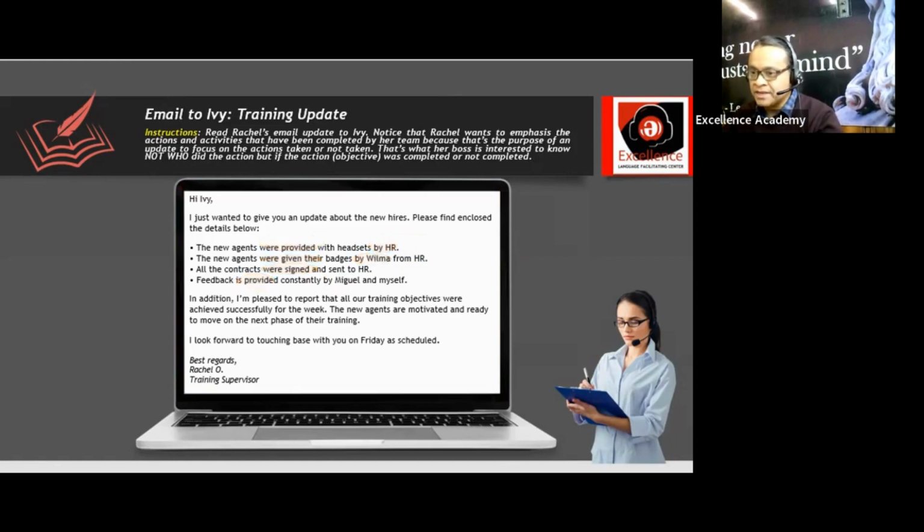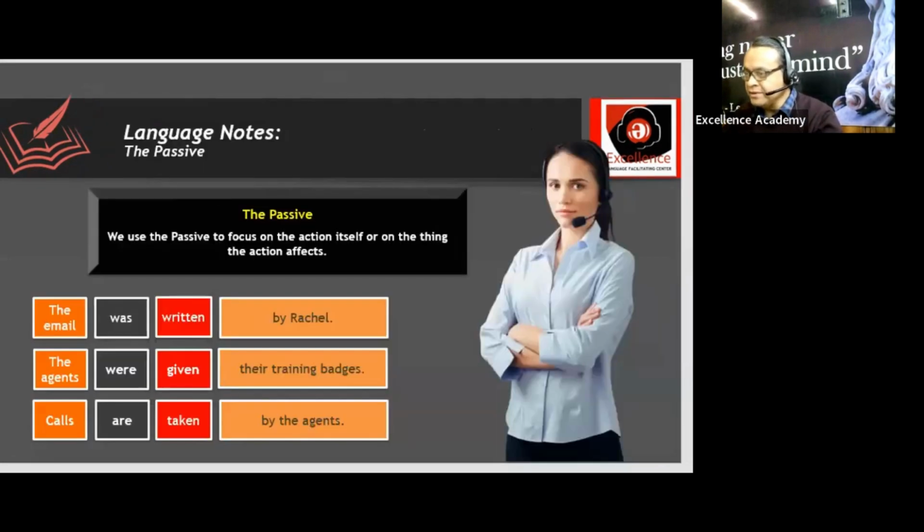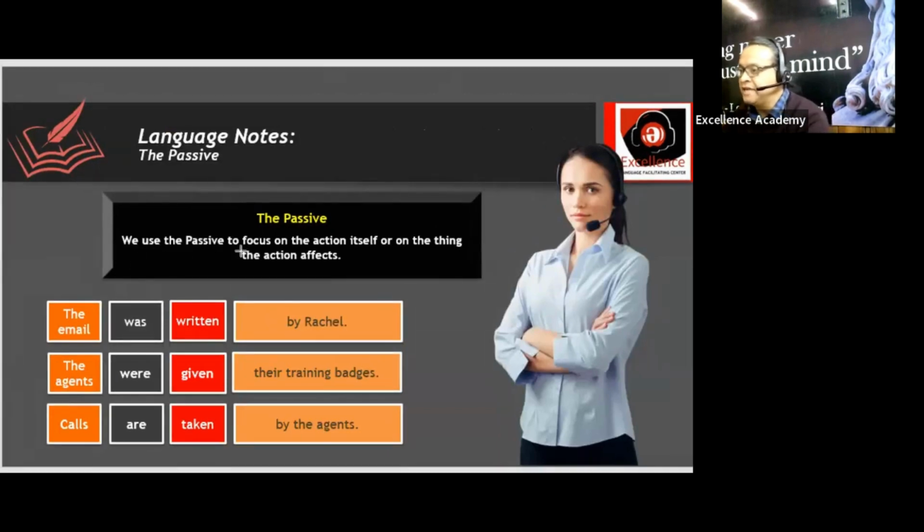Okay, very well. So I think that you guys are already getting it. We use the passive to focus on the action itself or on the thing the action affects. So here you have some more examples of that. Let's see. Angie, can you help us read the examples, please?